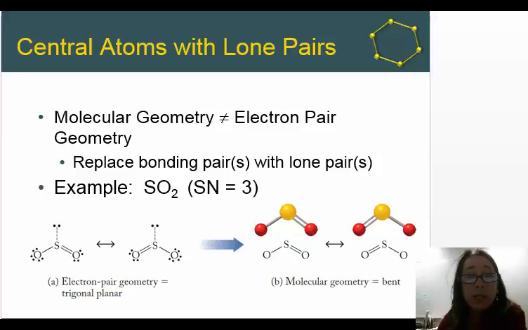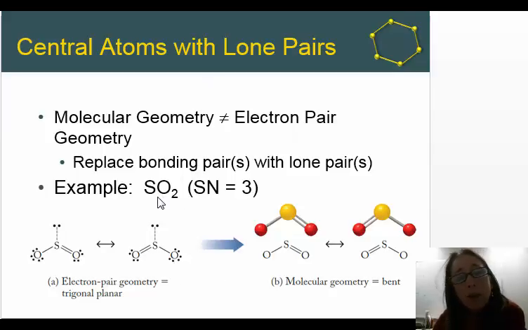So let's look at what happens when we do have lone pairs on the central atoms. It just makes it a little bit more complex. In that case, the molecular geometry is not equal to the electron pair geometry, because remember, the molecular geometry depends on where the atoms are. And if we have an electron pair that is a lone pair, it's still repelling other electron pairs, but it's not an atom. So let's look at an example.